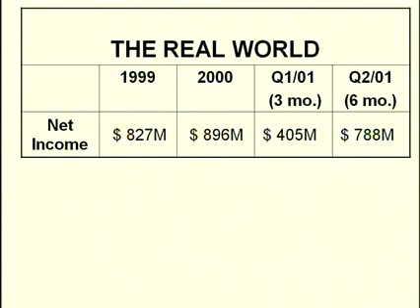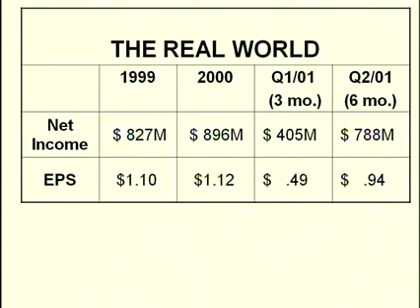This baby is moving. Let's take a look at their earnings per share. So it goes from $1.10 to $1.12. First 3 months of '01, they got 49 cents. Dang, for the first 6 months, they're at 94 cents a share. These guys are smoking them.